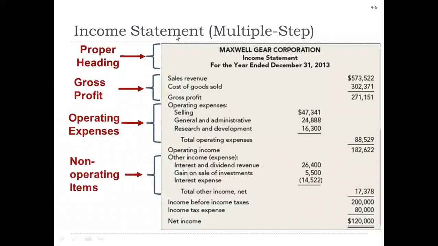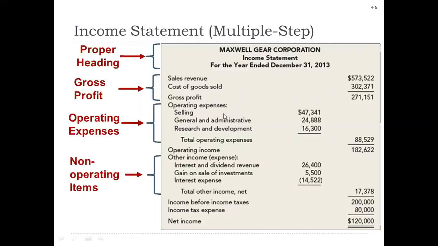The multiple step income statement, on the other hand, is more detailed. We start off with the gross profit section, and gross profit is sales revenue minus cost of goods sold. So gross profit is how much money we made from purchasing inventory and then selling it. Gross profit is a pretty significant item because it tells us how much money we made from buying and then selling inventory. Operating expenses are next.